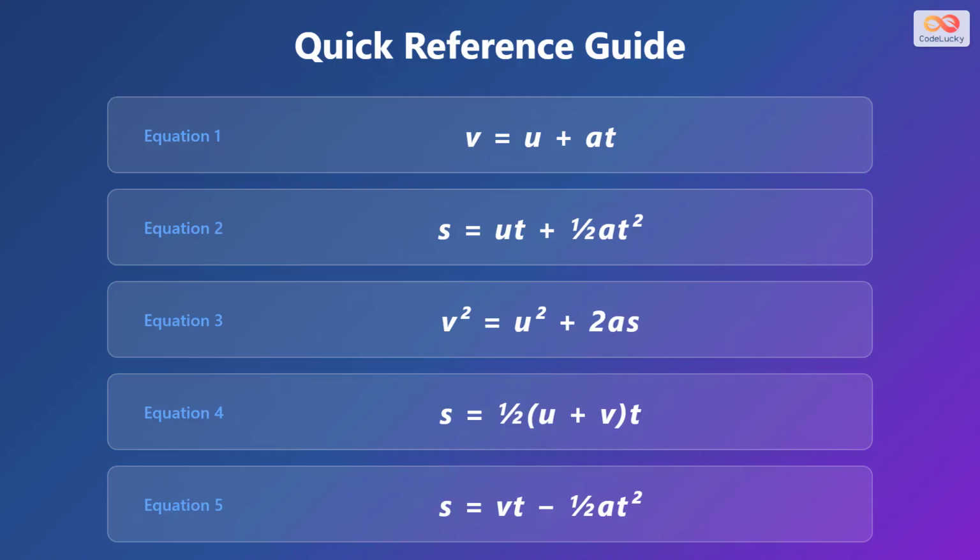Let's review all 5 equations of motion together. Equation 1, v equals u plus at, relates final velocity to initial velocity, acceleration, and time. Equation 2, s equals ut plus 1/2 at squared, gives displacement using initial velocity, time, and acceleration. Equation 3, v squared equals u squared plus 2as, connects velocities and displacement without time. Equation 4, s equals 1/2 times u plus v multiplied by t, uses average velocity to find displacement. And equation 5, s equals vt minus 1/2 at squared, calculates displacement using final velocity.